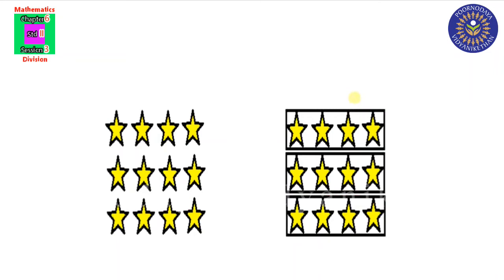Listen here. There are some stars. In the first group, how many stars are there? Yes, in the first group, there are 12 stars. We are going to divide these 12 stars into 3 equal groups. How many groups are there? 1, 2, 3. 3 equal groups or 3 rows are here. Clear? Now, in each row, there are 4 stars. 1, 2, 3, 4. 3 groups of 4 stars.